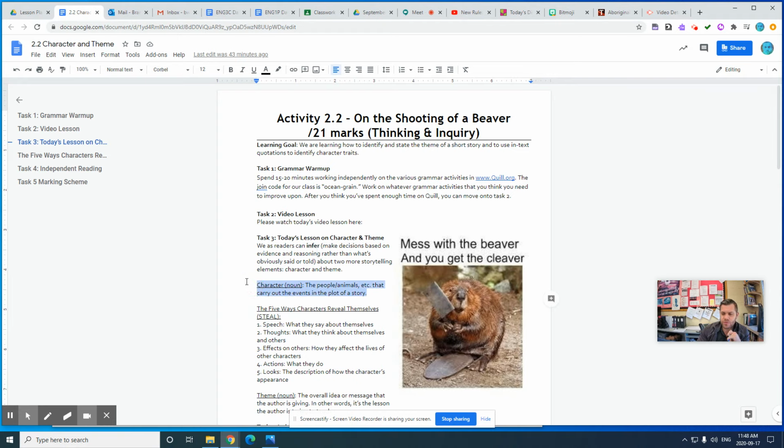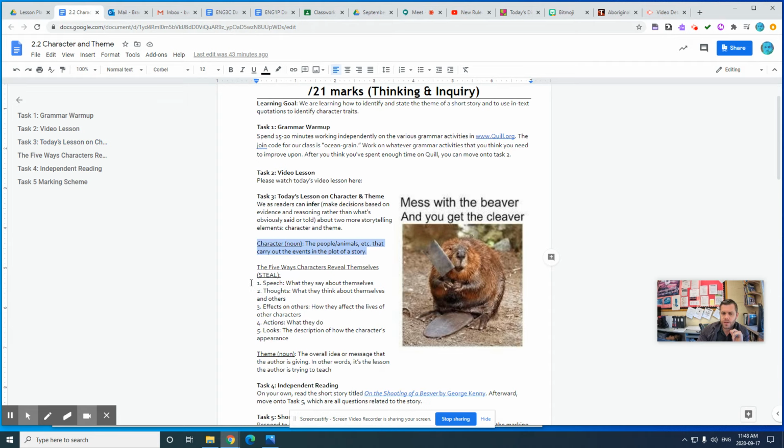Character, that's pretty simple and straightforward. They are the people, animals, robots. They are the things that carry out the events of the story. And there are 5 ways in which you can get a character to reveal him or herself. By what they say about themselves, what they think about themselves and others, how they affect the lives of other characters, what they do, and finally, how they look. So this is called STEAL. That's for speech, thoughts, effects, actions, and look. So those 5 things are an acronym for STEAL.